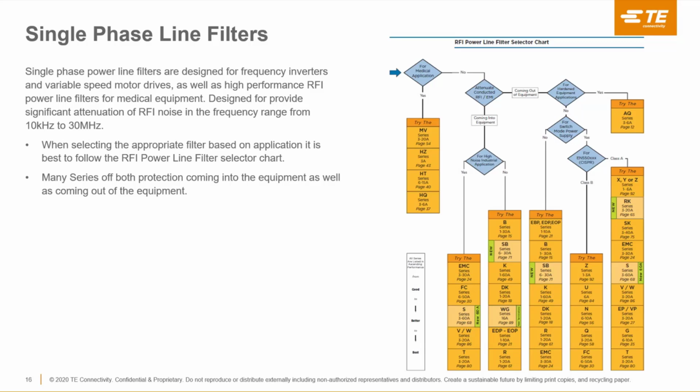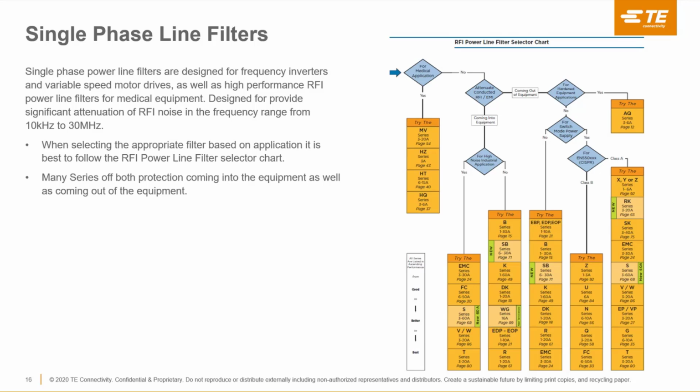For medical applications, if you say yes, you want to start with an MV series, HD series, or HT series, all depending on where they're seeing the noise. But if you say no, you can work your way down, depending on whether they're seeing the problem coming out of the equipment or coming into the equipment. Then you work your way over for switch mode power supplies, yes, no. For the EN55022, whatever standard you're looking at. It really helps you at least start the conversation and get to a product series that could potentially solve the customer's issues.